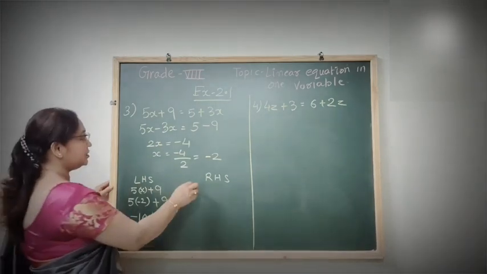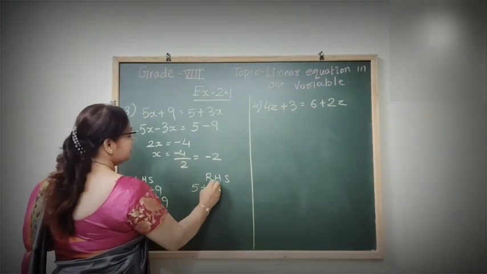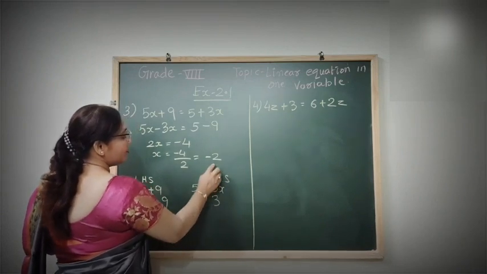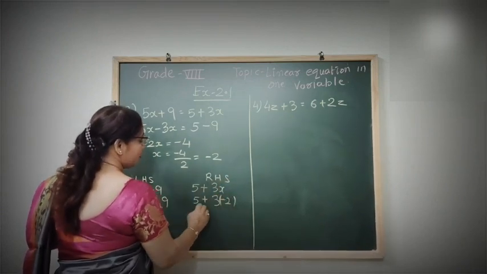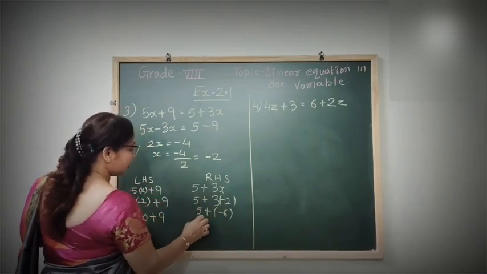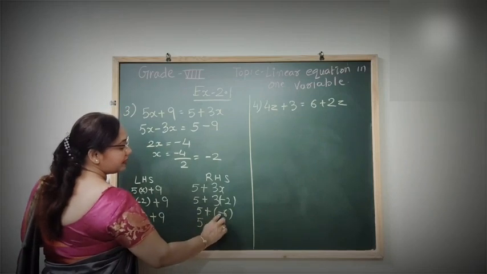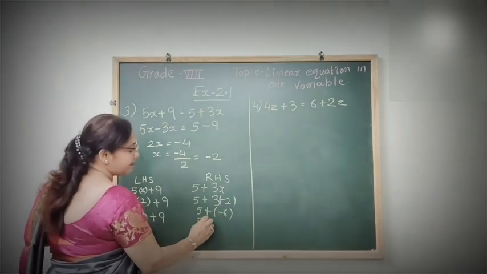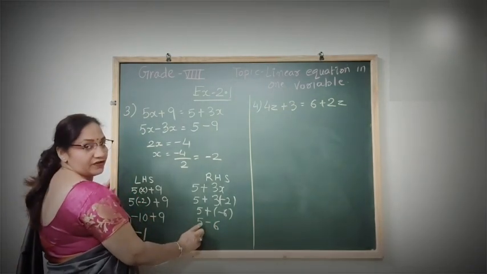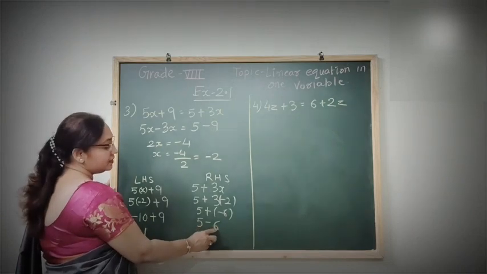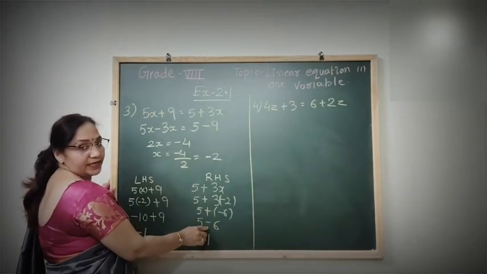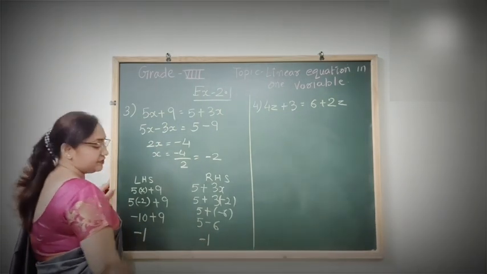Okay, students, RHS. 5 plus 3x. So 5 plus 3. What is the value of x? Minus 2. 5 plus 3 2s are 6, minus 6. So here it will be again 5 plus minus, when you open the bracket, it will be minus 6. Again, when you subtract, you are having two opposite signs, plus 5 and minus 6. So you will subtract. 6 minus 5 will give you 1. 6 being a greater number having a negative sign, the answer will also have a negative sign.